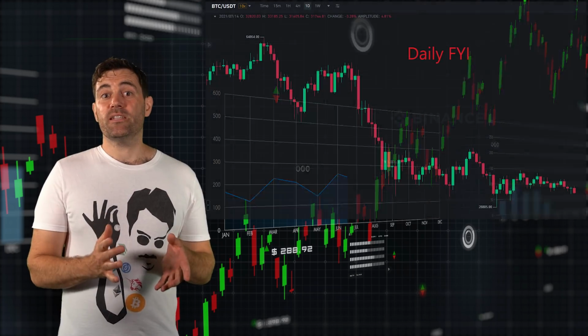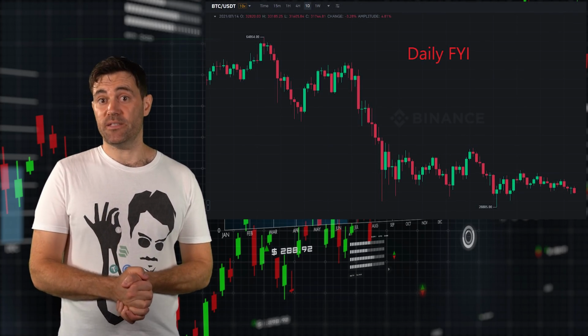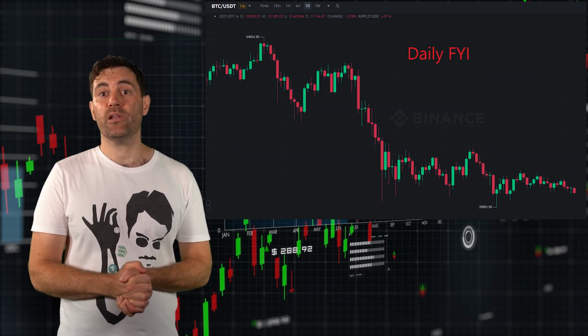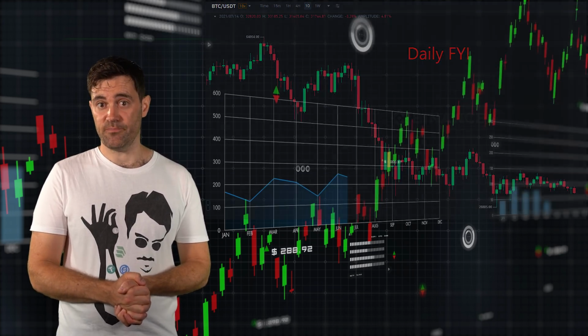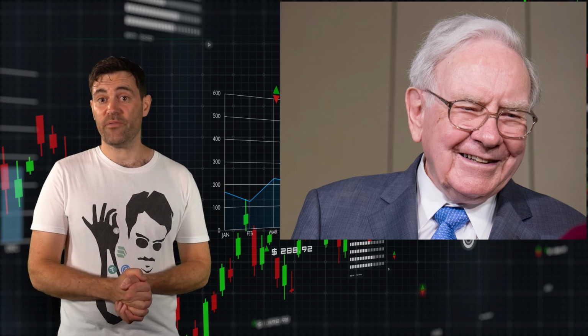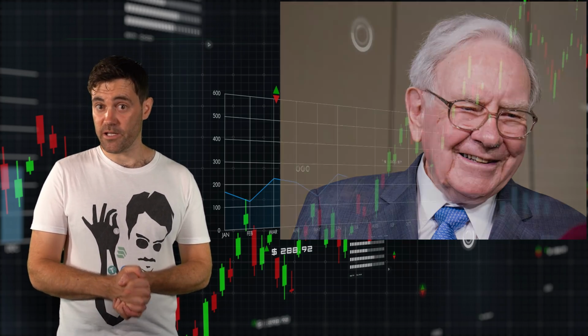Now, the Fear and Greed Index is useful for trading on longer timeframes. By that, I mean a day or more. This is because the Fear and Greed Index is only updated once each day. In terms of how to trade using this indicator, in the words of Warren Buffett, quote, "Be greedy when others are fearful, and be fearful when others are greedy."